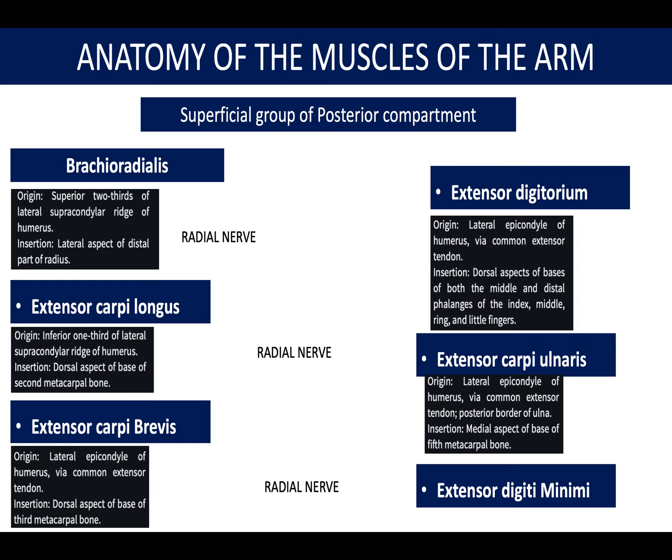Extensor digitorum, on the other hand, is again the same as extensor carpi brevis, from the lateral epicondyle of the humerus, and inserts in the dorsal parts of all the distal phalanges, so the different digits or the little fingers. You can pause the video likewise and memorize this by heart. But the way I tend to remember it as an anatomist is simply, I don't go into too much detail.